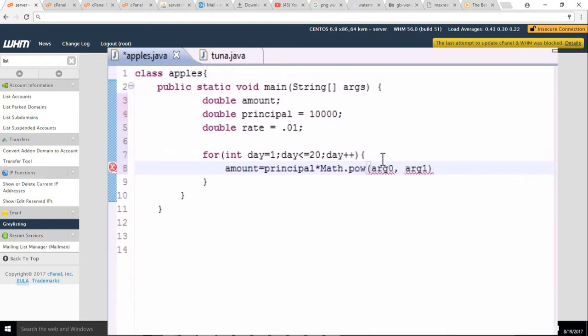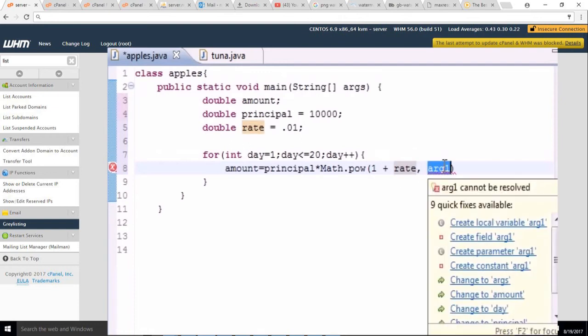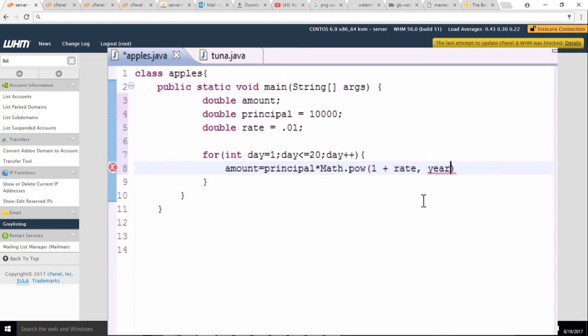So let's go ahead and add those arguments right here. The first thing, what's in the parentheses, is 1 plus rate. And what do you want to give the exponent? Year. Or let's see what it was, day actually. So now we have amount equals principal, which is 10,000, times 1 plus 0.01 to the day, and that day is going to loop.